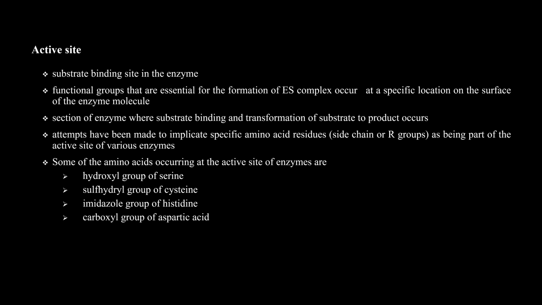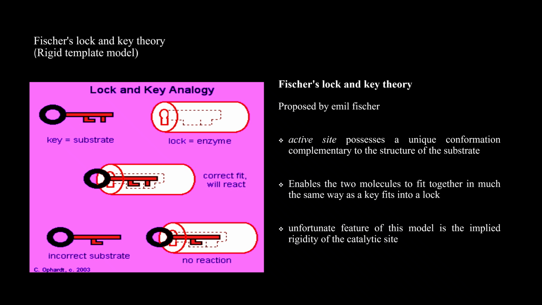The active site contains the side chains, the R groups, that form part of the enzyme. Amino acid side chains include the hydroxyl group of serine, the sulfhydryl group of cysteine, and the carboxyl group of aspartic acid. Fischer's lock-and-key model: the enzyme has a conformation complementary to the structure of the substrate, enabling the two molecules to fit together in the same way a key fits into a lock. Unfortunately, this model is not fully consistent with the catalytic site.